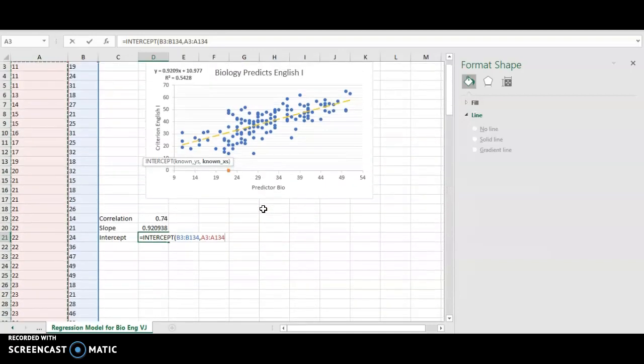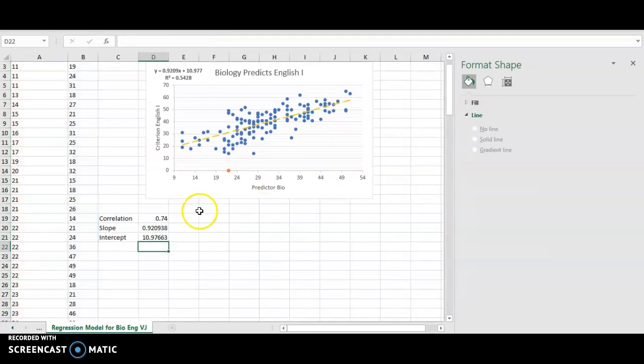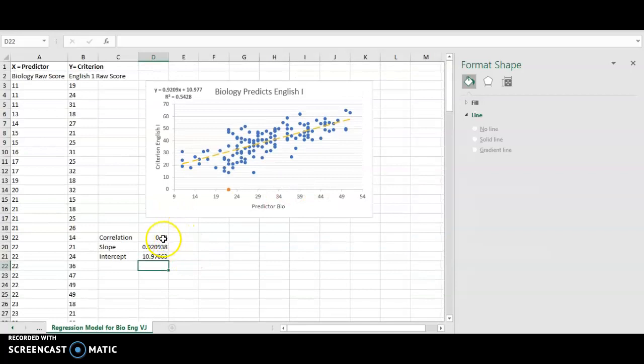Let's make sure that looks good. And it does. And so there's my y-intercept. So you can see, looking at this, that my correlation value is actually much stronger than it was last time when I had all of those outliers. So I have a pretty good relationship, prediction between biology and English scores.